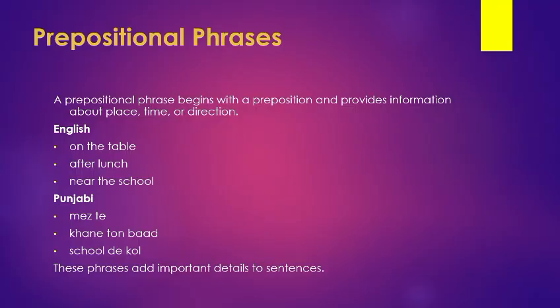Like in Punjabi, we would say "mez te," "o botal mez te payi hai." So the phrase "mez te" here is a prepositional phrase because it is describing the position, the location of that bottle. And similarly in Urdu we would say वो किताब मेज पर पड़ी हुई है. So the मेज पर is prepositional phrase.